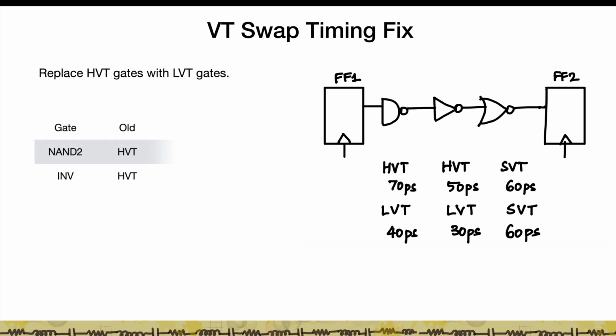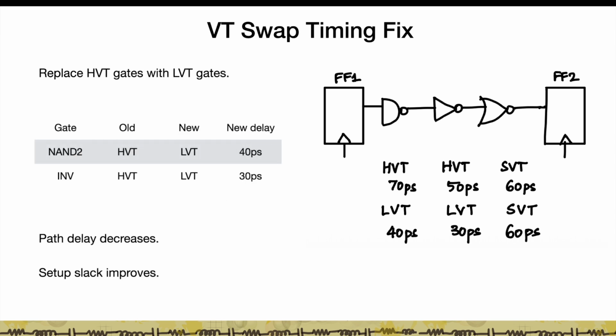So here's the fix in action. Replace the HVT NAND2 with its LVT equivalent. Delay drops from 70 to 40 picoseconds. Replace the HVT inverter with LVT. Delay drops from 50 picoseconds to 30 picoseconds. The NOR gate is SVT. It has timing slack to spare, so we leave it alone. So total path delay after the swap is now 80 plus 40 plus 30 plus 60, which is 210 picoseconds. That's comfortably below the 330 picosecond required time.